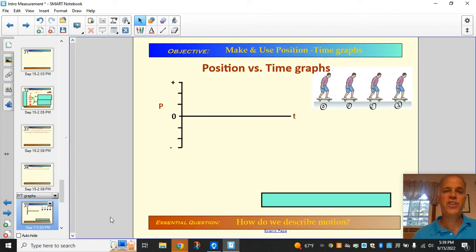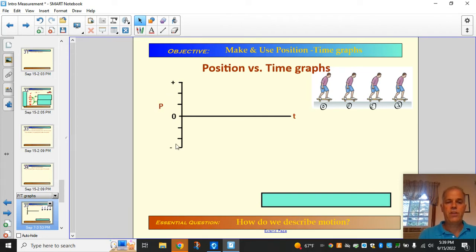So now let's move on to position time graphs. This looks familiar from before. This was our motion diagram showing a dude on a skateboard rolling along at constant speed. And remember, we start with time zero, and the assumption here is that these are regular time intervals as he's rolling along. Now, this is our position time graph, a simplified version of one.